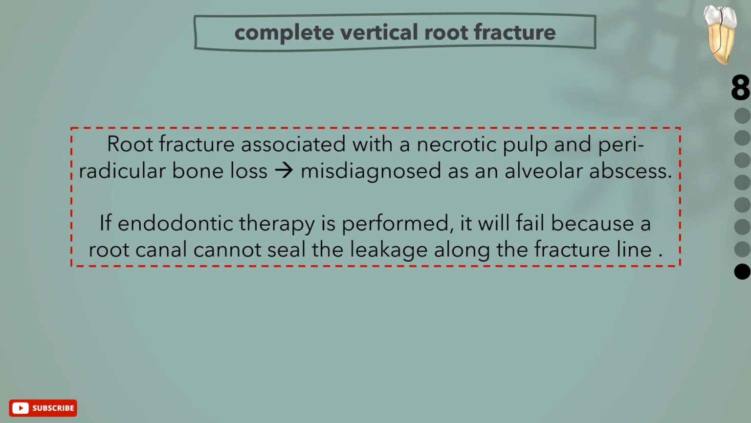For radiographic diagnosis of complete vertical root fracture, know that if the root fracture is associated with a necrotic pulp that is symptomatic or asymptomatic and periradicular bone loss, it can most probably be misdiagnosed as an alveolar abscess. The dentist, in that case, would probably suggest that the tooth needs endodontic treatment. The therapy will fail because the root canal treatment will not seal the leakage along the fracture line, and in that case, the mistake is a diagnostic mistake, not a treatment mistake.